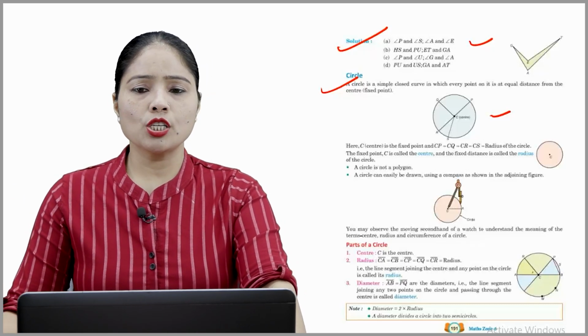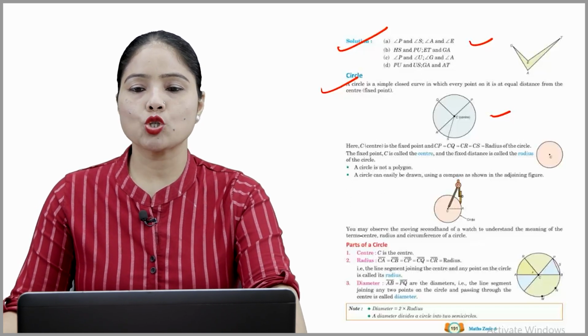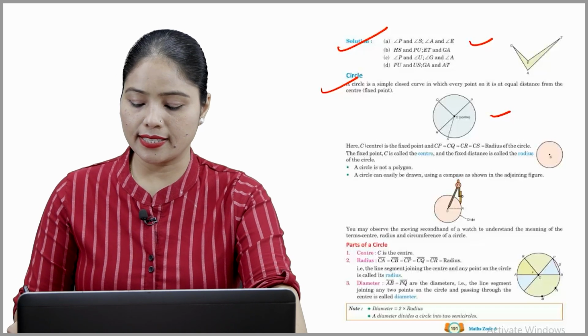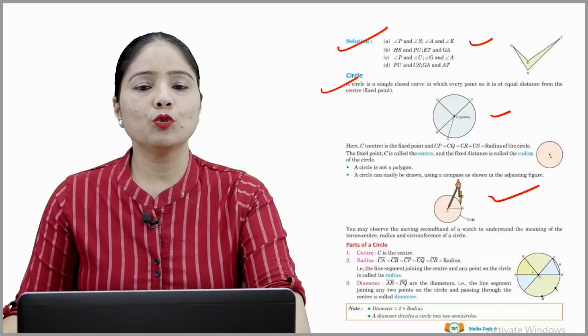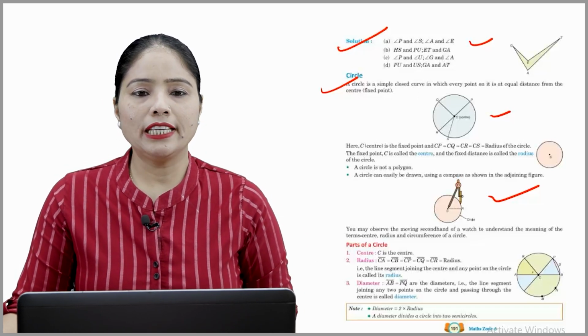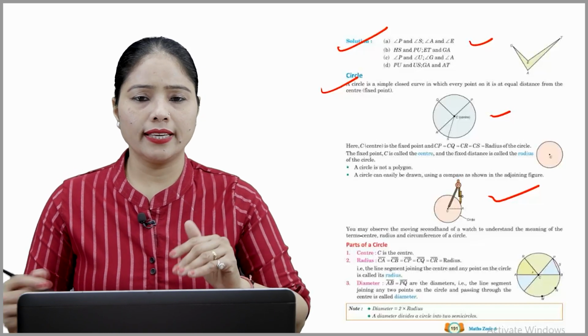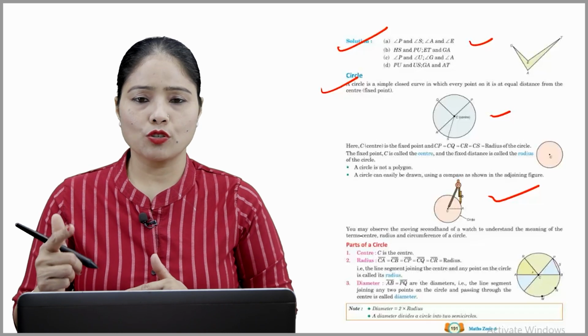A circle is not a polygon. A circle can easily be drawn using a compass as shown in the adjoining figure, like this. Okay beta, I hope you understood. You may observe the moving second hand of a watch to understand the meaning of the terms center, radius and circumference of a circle. Now, parts of a circle.